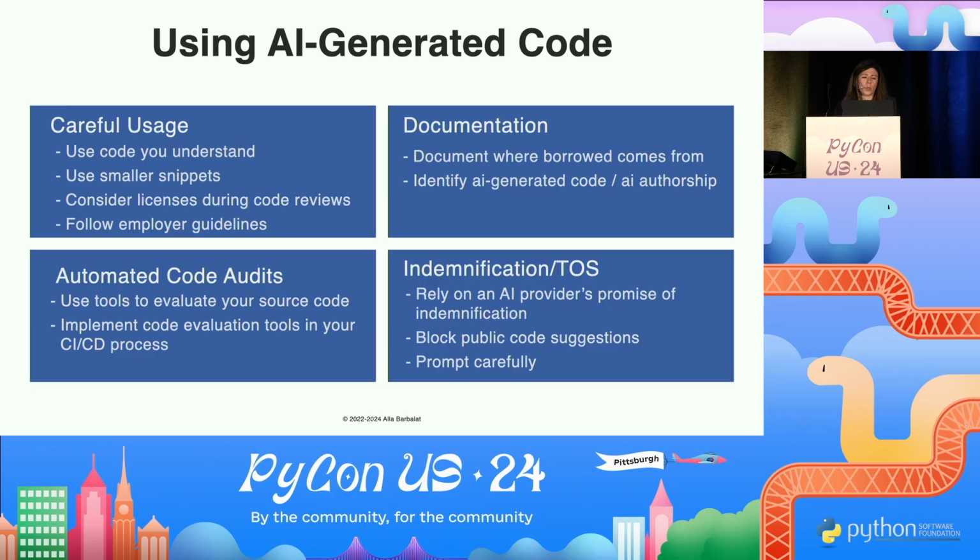It's also really important to have solid documentation when you're using borrowed code, not just AI generated code. And so if you are using code, you want to know where it comes from, especially if it's under a copyleft license, because that could have a lot of future implications down the road. And in terms of documentation, you also want to identify AI generated code and AI authorship.